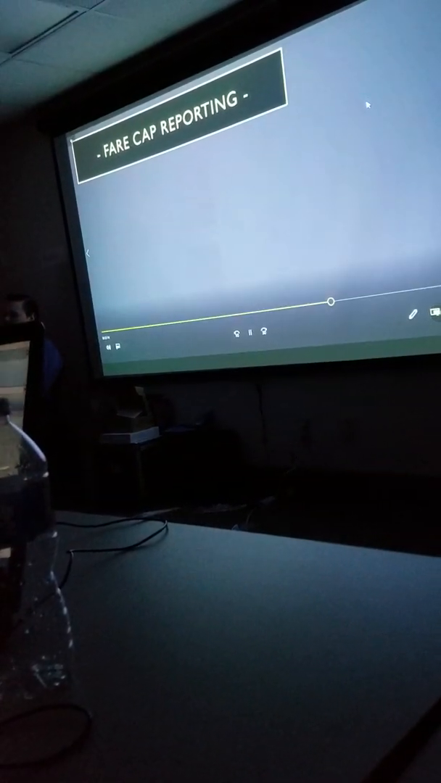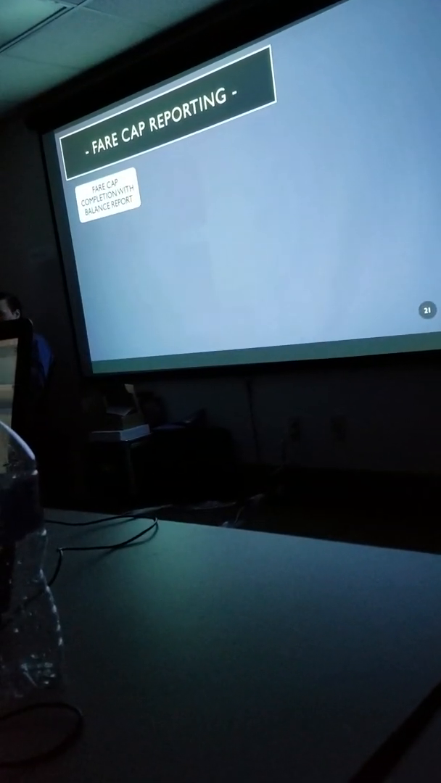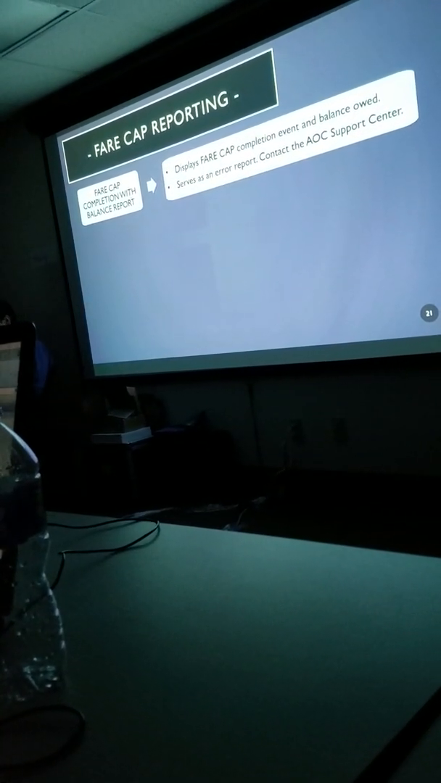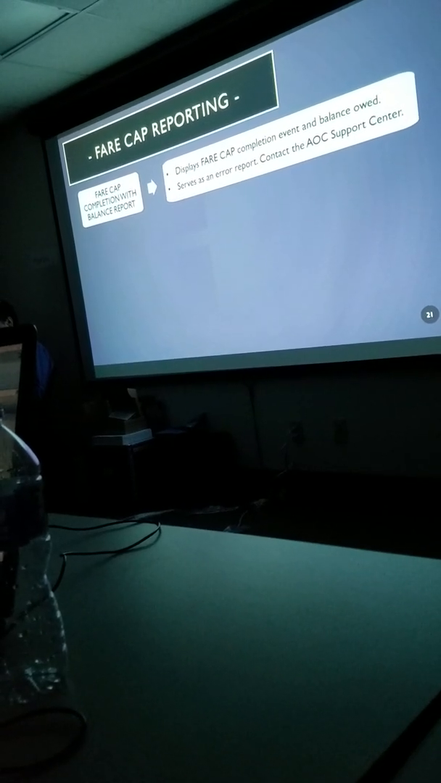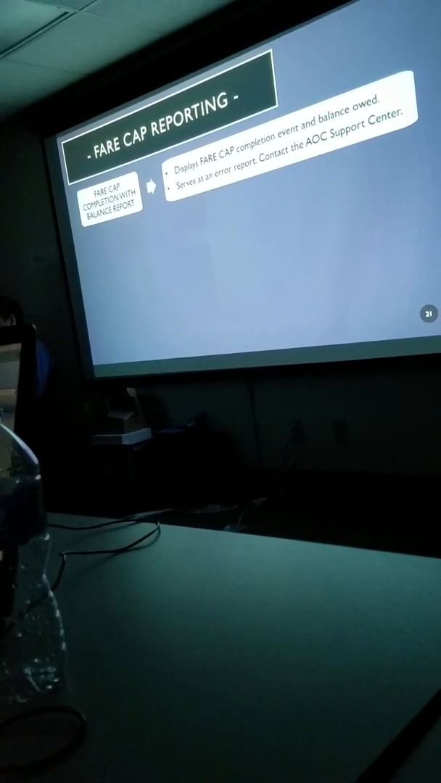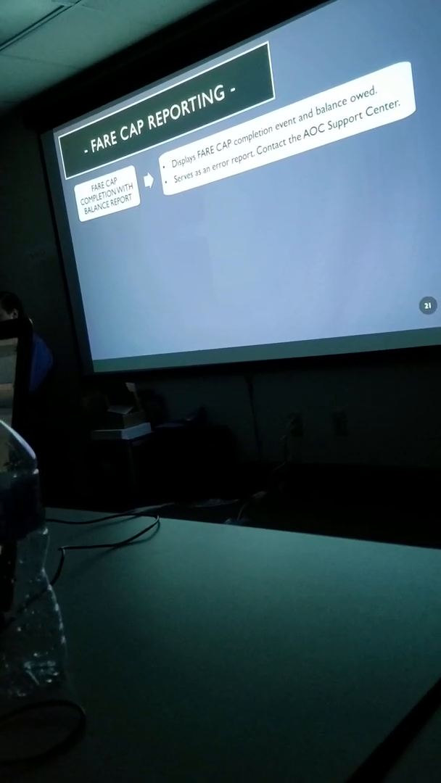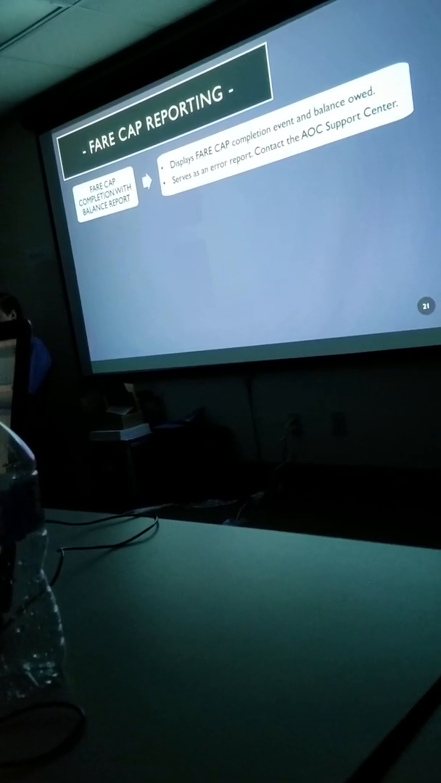Ajax includes a number of reports to track your fair cap. First is the fair cap completion with balance report. This report displays fair cap cases with a fair cap completion event and a balance out. Since fair cap cases that are completed, meaning their payment plan was satisfied, shouldn't have balances, this is an error report. We recommend courts run this report on a regular basis, then investigate any cases found. If a court ever has cases listed, contact the AOC with this information as soon as possible.